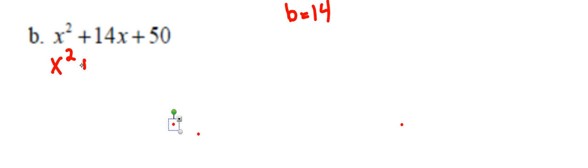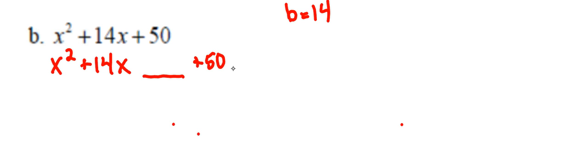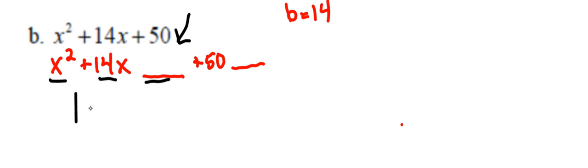x squared plus 14x, and I'm going to put a blank. Then that 50 is in the problem, then I'm going to put another blank. Okay, so those are the first steps: take the A and the B term, just separate them with a blank, and then we have to figure out what would complete the square for this problem. So that if I factor these three things, what could I turn into a completed square? Or how could I factor it where it's x and the same value?